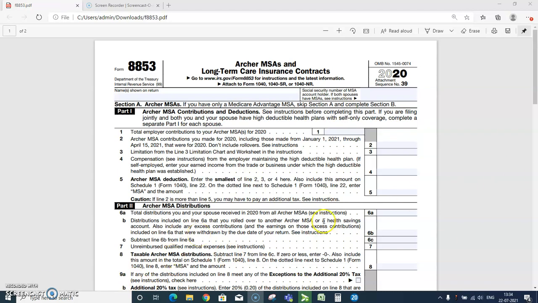Other considerations. If your employer made contributions to your Archer MSA, you are not entitled to a deduction for your own contributions, though you will still complete Form 8853. Amounts paid from Archer MSAs in excess of qualifying medical expenses may be subject to an additional 20% tax, unless the amount meets the qualifying exceptions. Amounts paid from Medicare Advantage MSAs in excess of qualifying medical expenses may be subject to an additional 50% tax, unless the amount meets a qualifying exception.